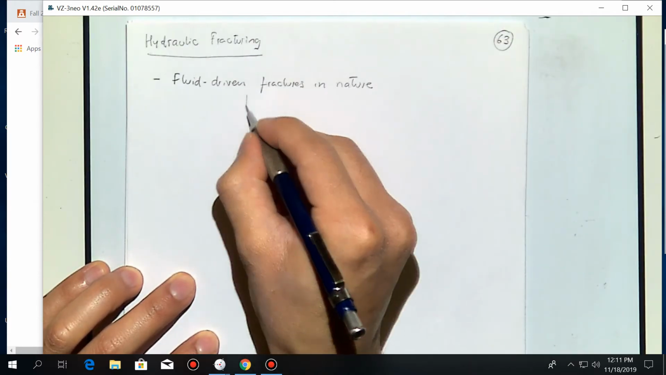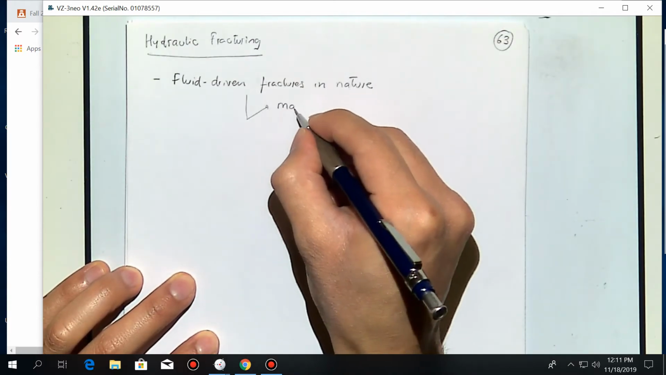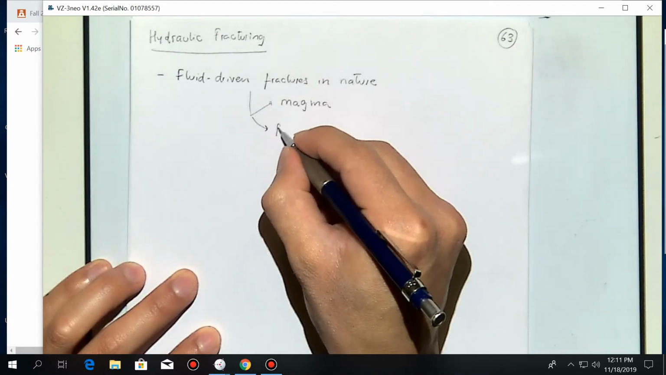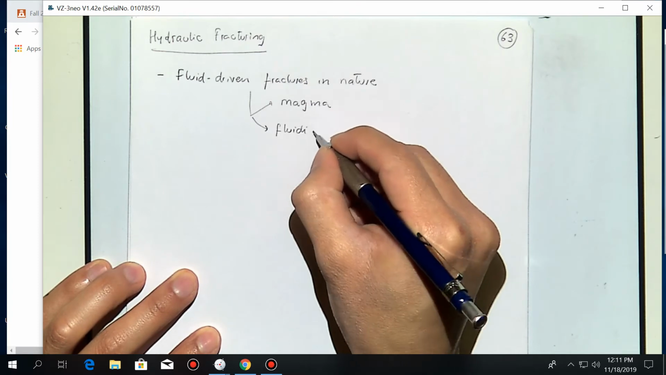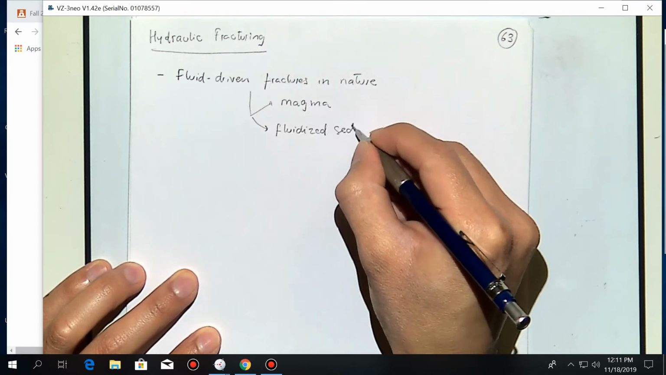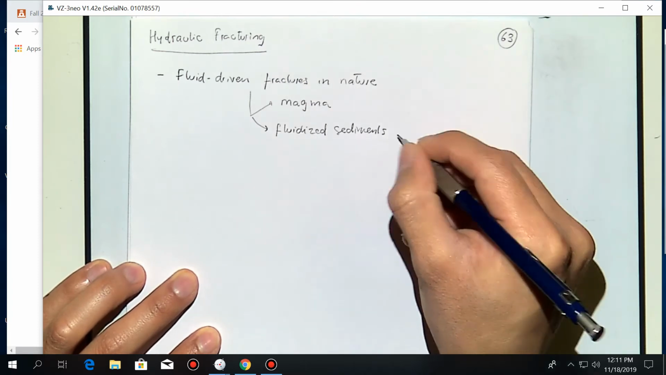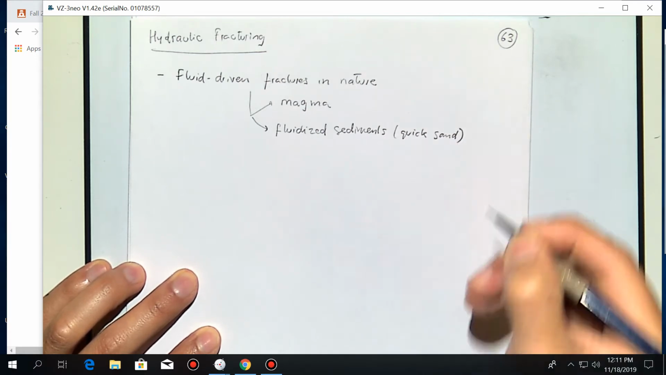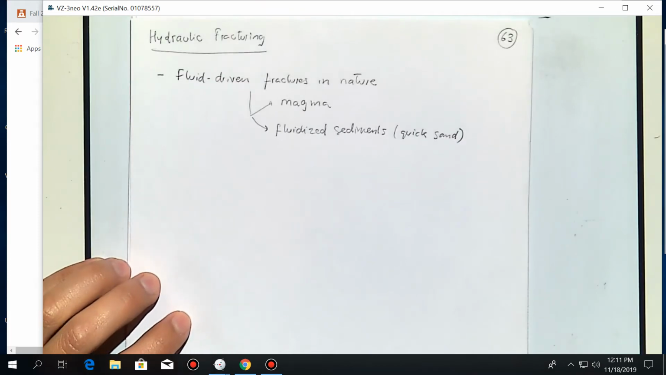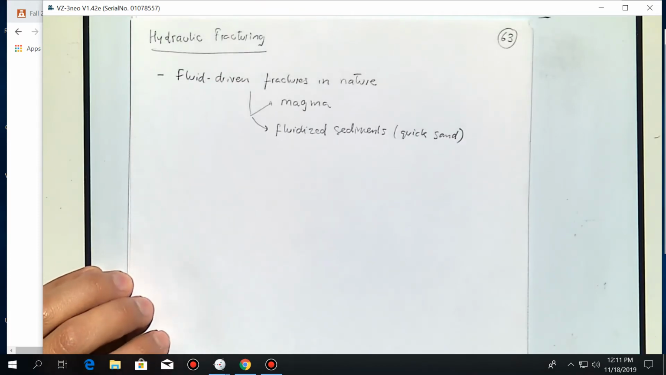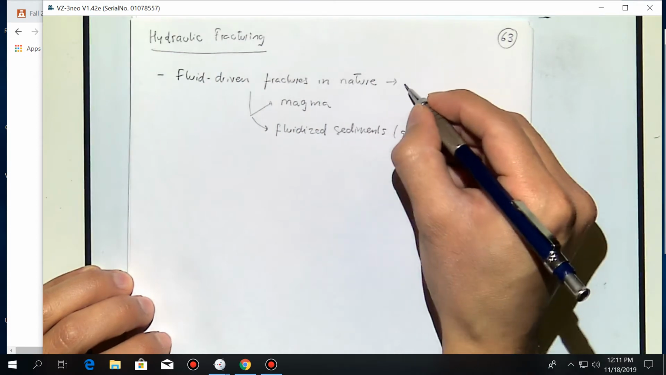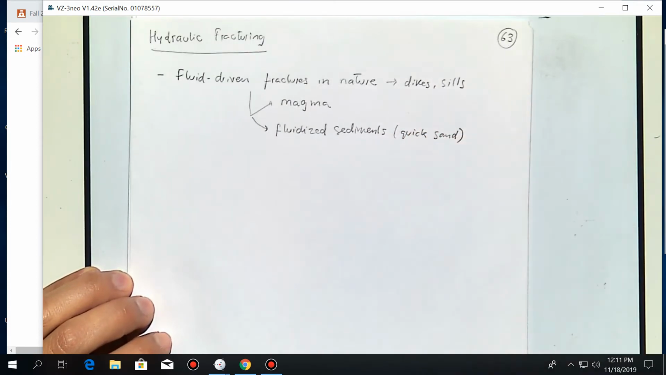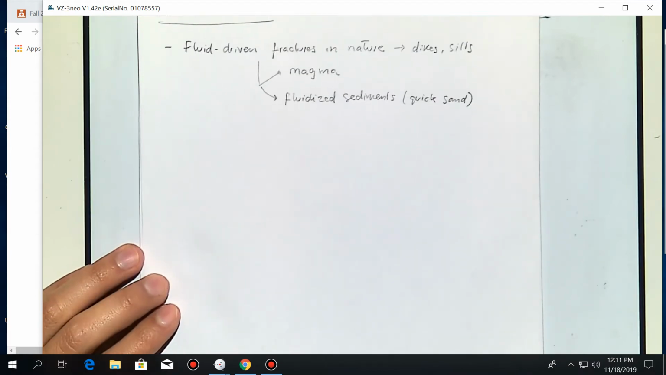For this one, we said that these are going to be considered by magma, or fluidized sediments, which means something similar to quicksand. Both of those can form dikes and sills. Okay.